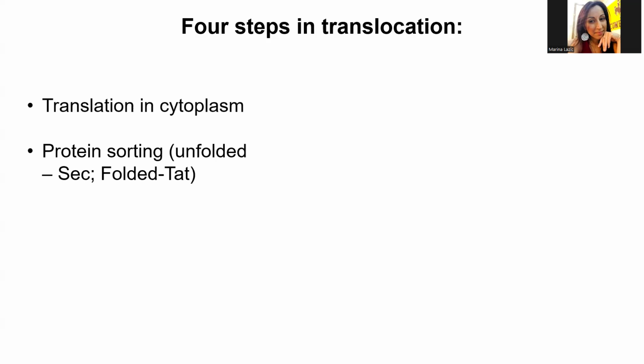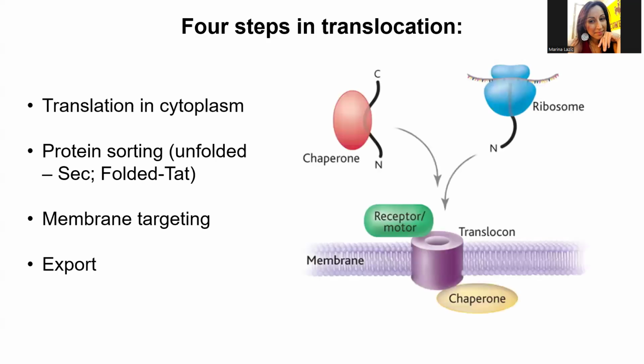Next one would be membrane targeting. What that means? Both Sec and Tat systems have some membrane components that will be different depending on the protein that is exported. So once you sort the protein, and usually you sort it with some signal, you will direct it toward the membrane. And the next one, of course, is export, which goes to this very nicely designed membrane system.